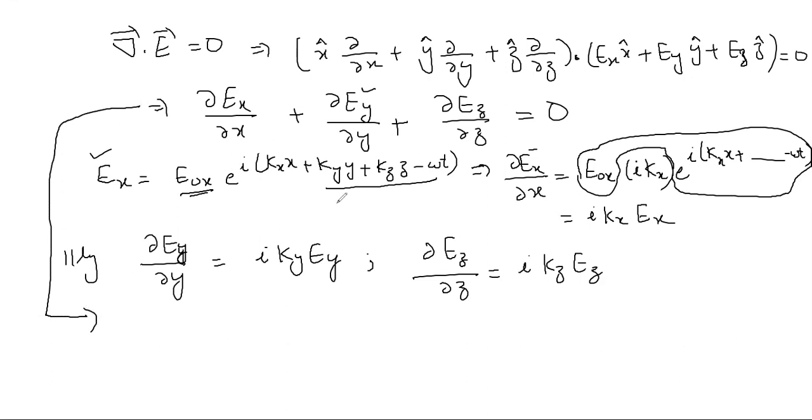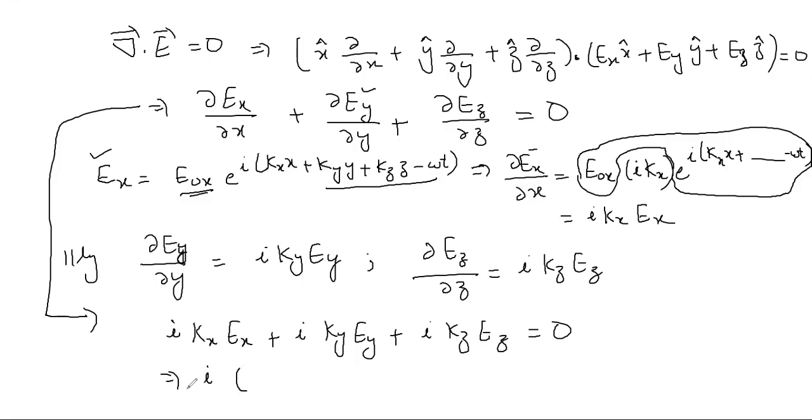Now in this equation, if you plug in all these values, you are saying iota kx Ex plus iota ky Ey plus iota kz Ez is equal to 0. I can say that iota is common in all three, take it out, and then this is nothing but saying that this is equal to 0. Because you will have kx Ex plus ky Ey plus kz Ez, which is nothing but the dot product of the k vector with the E vector.